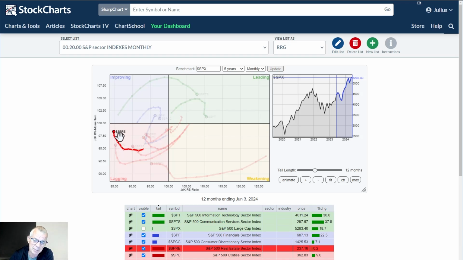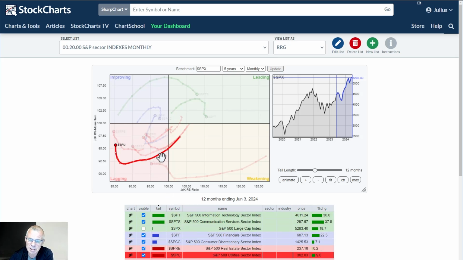It's picking up a bit of momentum, but still moving to the left, making it a very dangerous sector. And from a relative perspective, probably better to avoid. Here is utilities. Again, we saw the price chart, changing trends, moving higher, but from a relative perspective, it's in the lagging quadrant.